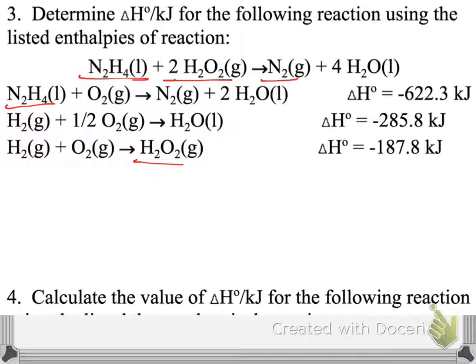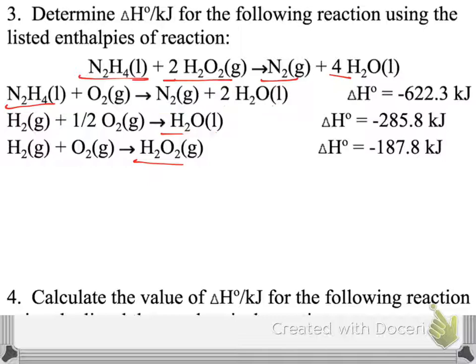Check my nitrogen, that's a product, so the nitrogen is good. Water and water, those are both products. They'll be in the correct spot, but as I only have one here, I'm going to need 4. I'm probably going to have to multiply.